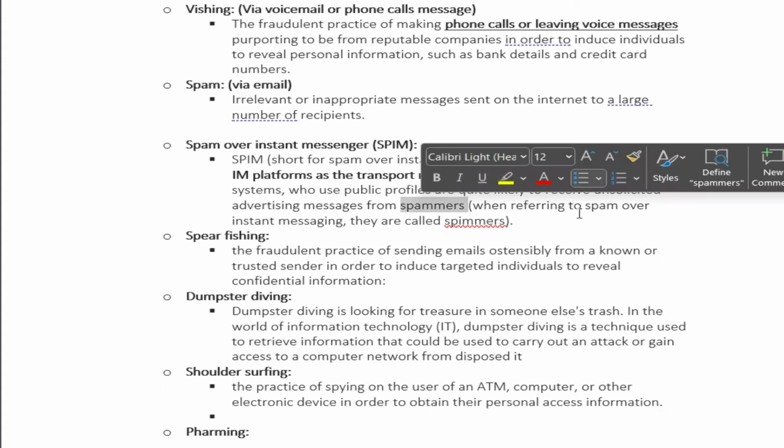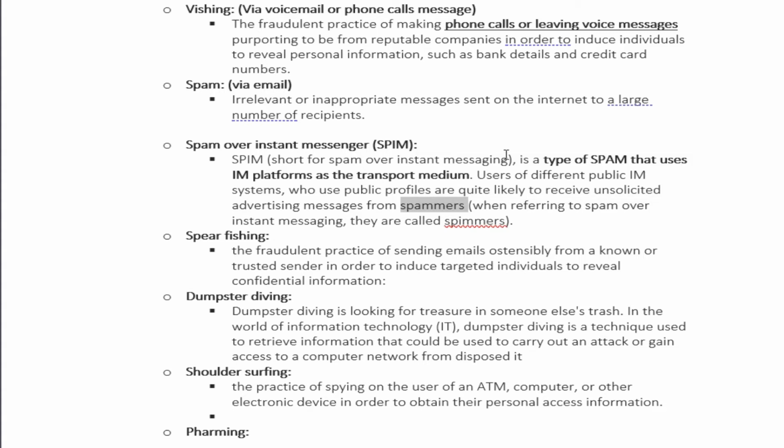So a spammer is a person who spams, right? A person who sends a ton of information that is irrelevant or inappropriate. Users of different public IM systems who use public profiles are quite likely to receive unsolicited advertising messages from spammers when referring to spam over instant messenger. They are called spammers. All right.